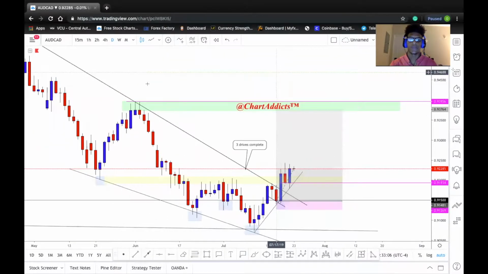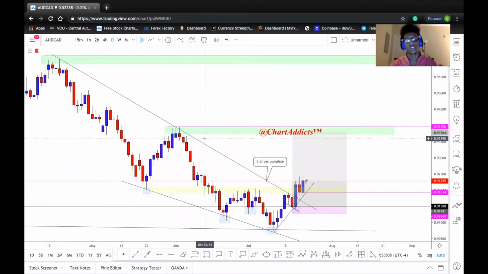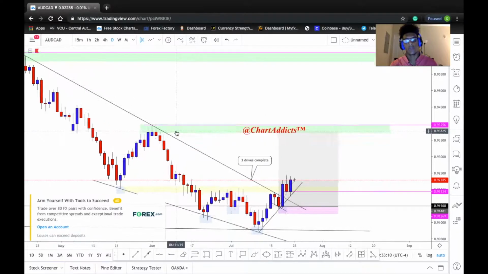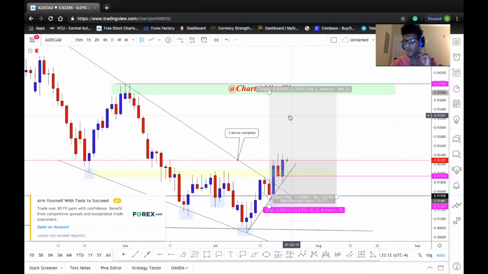Essentially that is the second touch of this trend line. So it's a 200 pip move. Currently we are floating 80 pips from our initial entry.